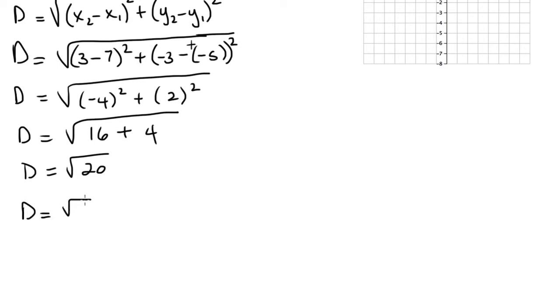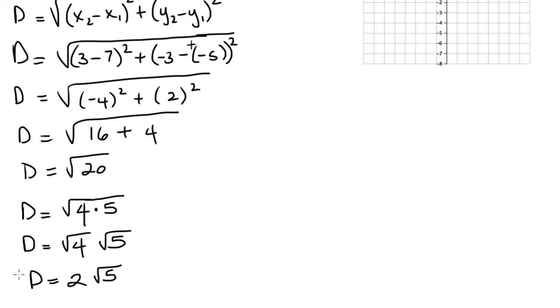2 factors of 20, where one is a perfect square, the other is not. The largest perfect square factor is 4 times 5. I can split those 2 radicals. And when I do that, I see the square root of 4 I know is 2, so 2 radical 5 units. That's the distance between those 2 points.